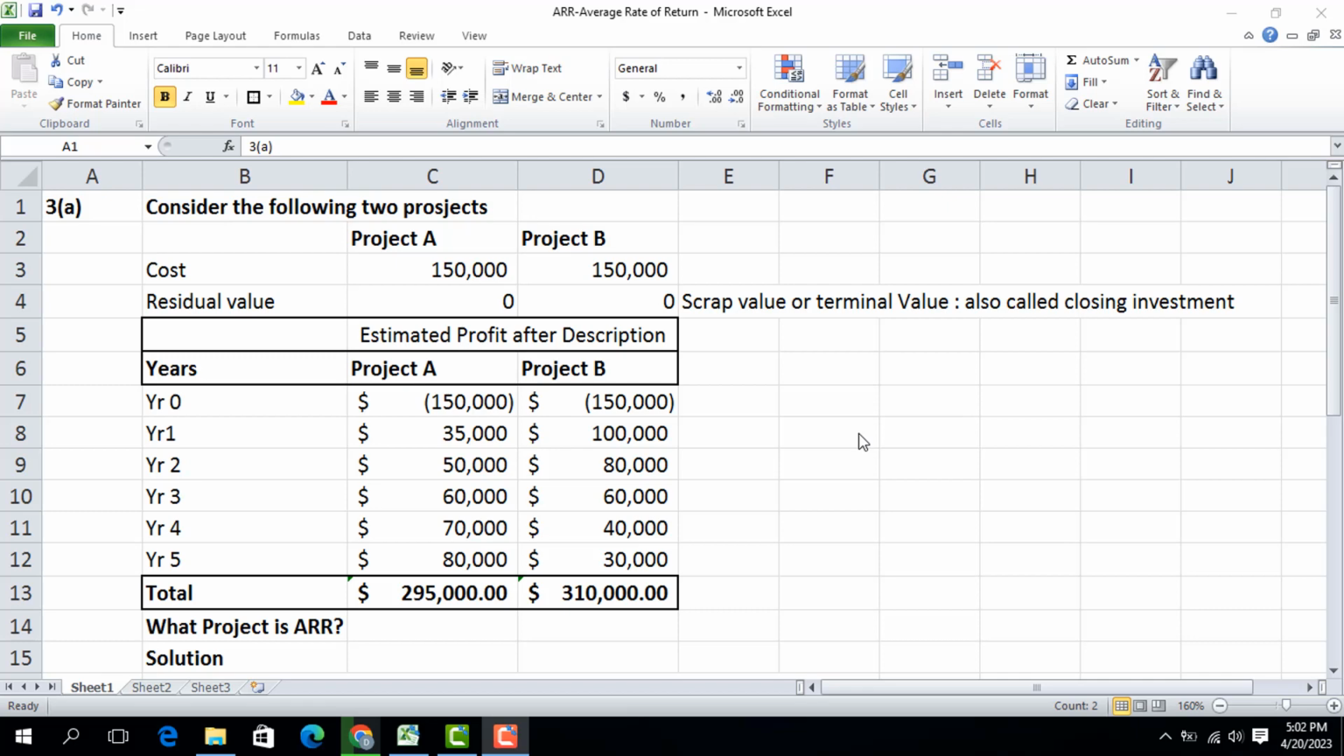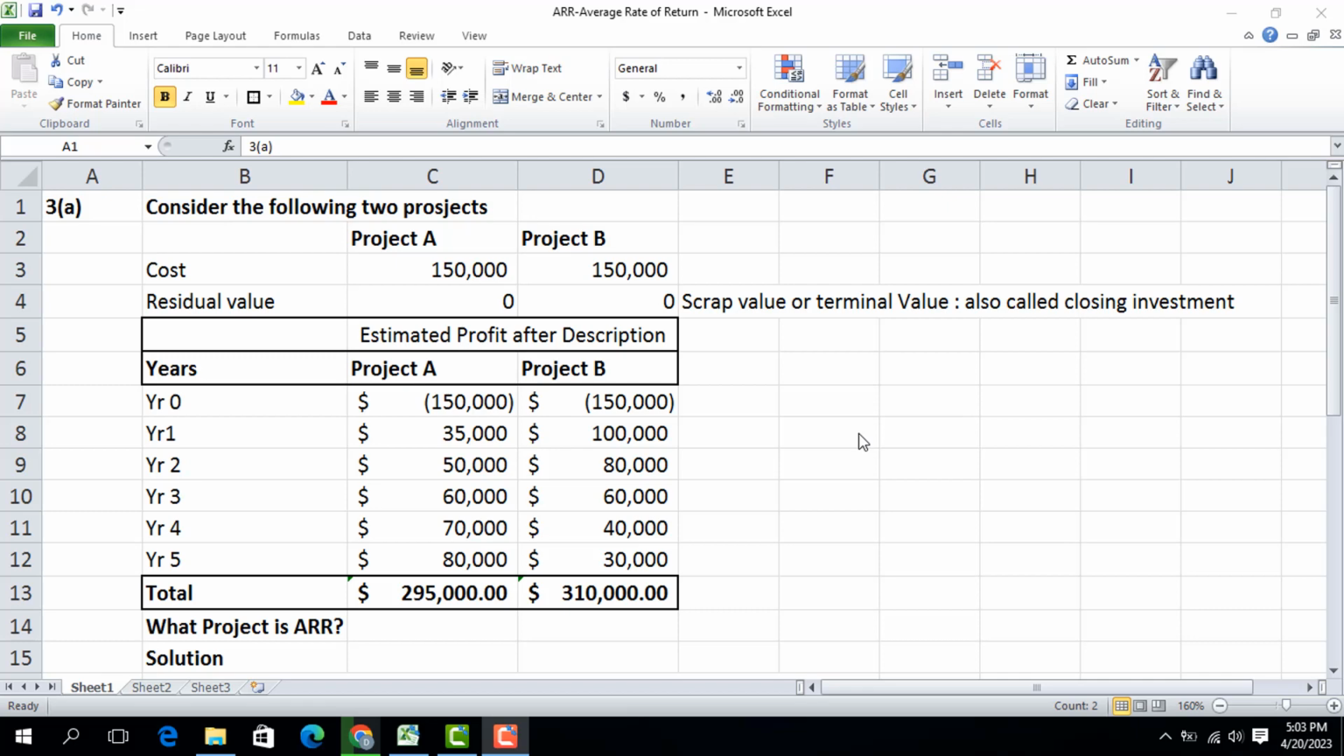AAR, average rate of return or accounting rate of return, is the topic of today's video. In this video, we are going to explain what ARR is and how it is used. ARR is a capital budgeting technique, different from the rest of the other techniques, because the other techniques of capital budgeting use net cash flows or cash flow streams over the period of project life. But in the case of ARR, we typically take into account the profit after tax or net profit.